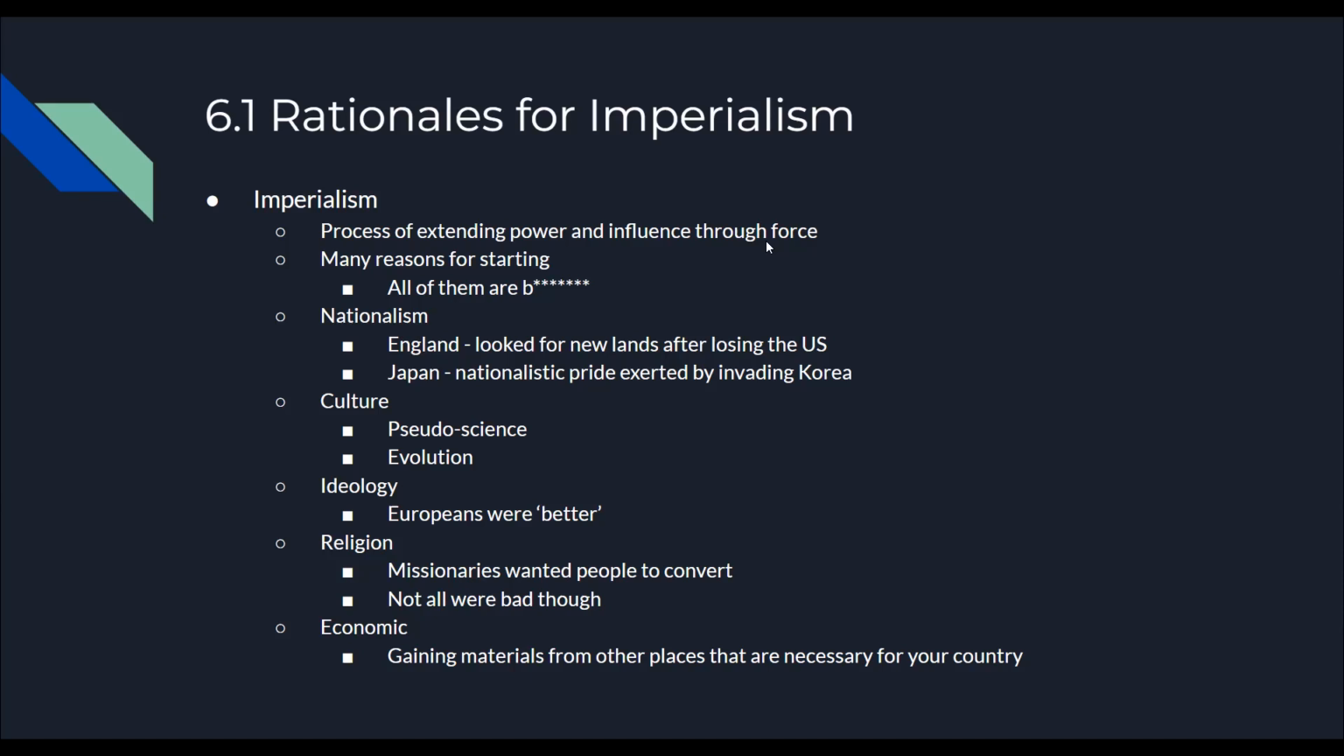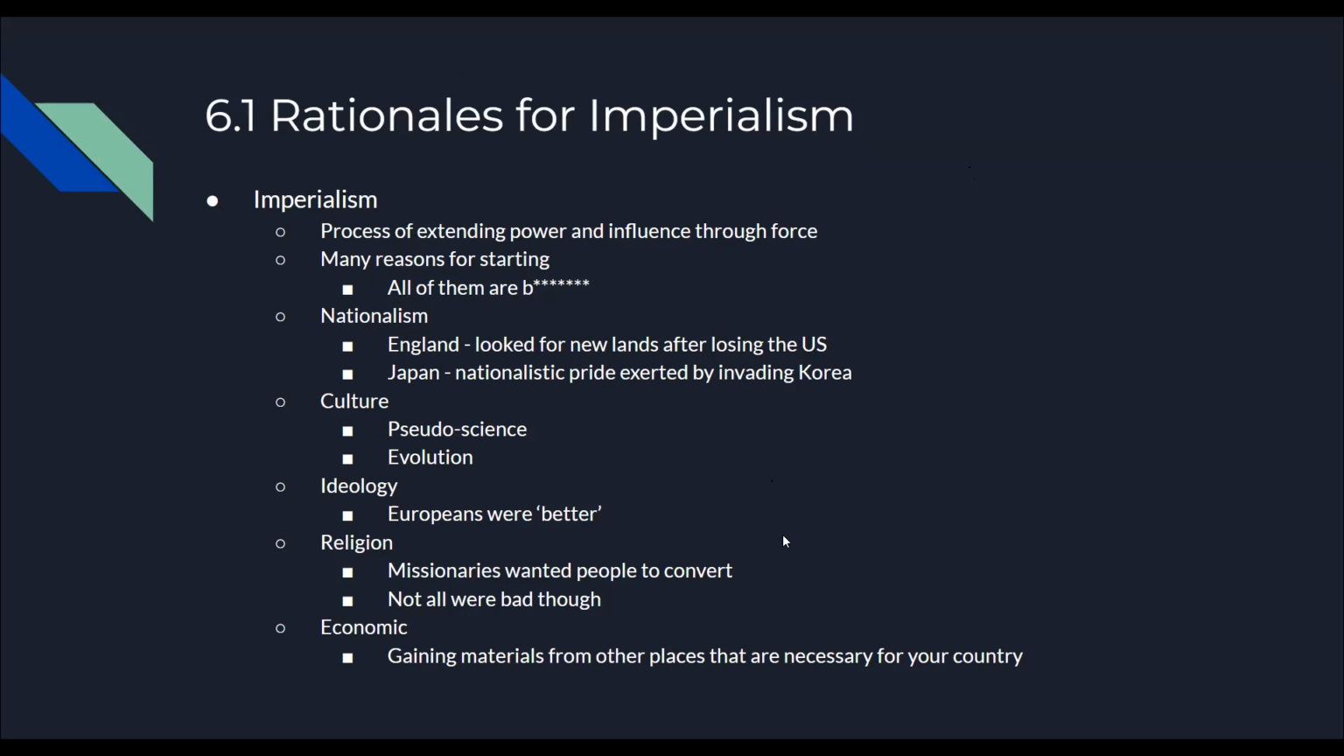Even though you had all of these reasons, none of them are actually true. Many historians think the main reason was economic, being able to gain materials that those areas and territories in Africa or Asia had that Europe did not have. And all of this was basically just used as a way to justify it in their own heads and to justify it to people who were against it.